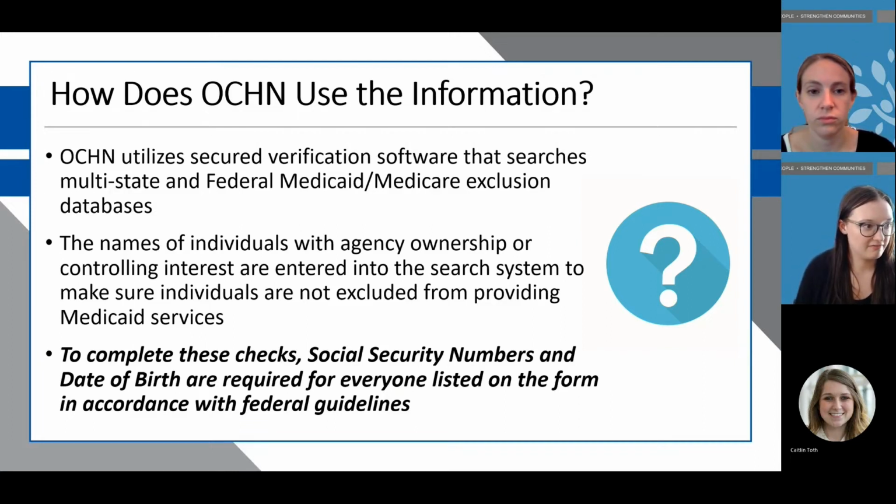OCHN utilizes secured verification software called Streamline Verify that searches multi-state and federal Medicaid and Medicare exclusion databases. The names of individuals with agency ownership or controlling interests are entered into this search system, Streamline Verify, to make sure individuals are not excluded from providing Medicaid services. And as I mentioned, we do need the full Social Security number and date of birth and all of the information in that master list to complete these checks.